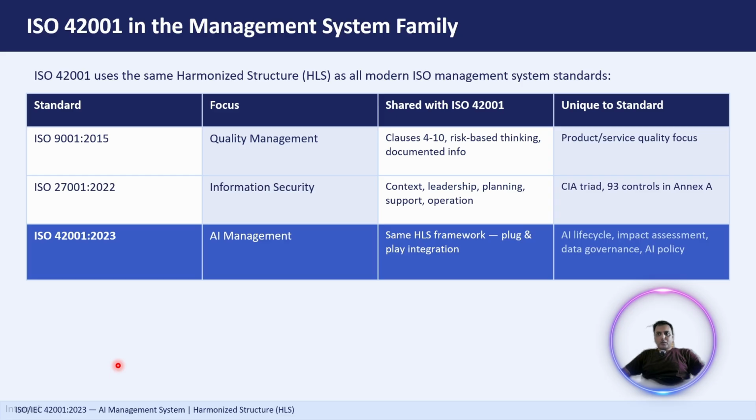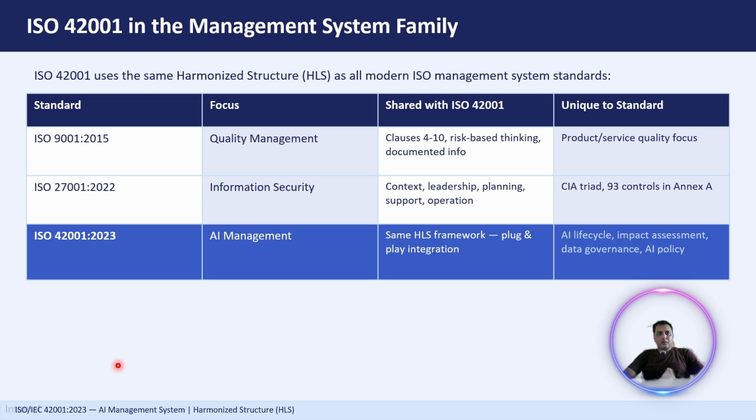ISO 27001:2022 version is for information security. The things shared with ISO are context, leadership, planning, support, and operations. So most of the same clauses 4 to 10 are similar. Just by integrating or making some modification to the existing requirements and the requirements of 42001, the same document can be utilized with ISO 42001. Then we have ISO 42001, which is an AI management system.